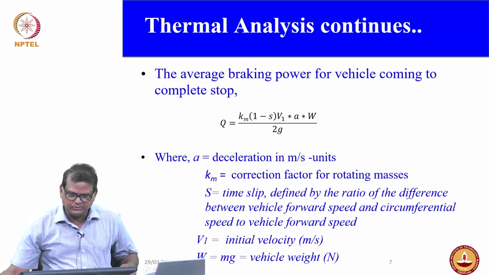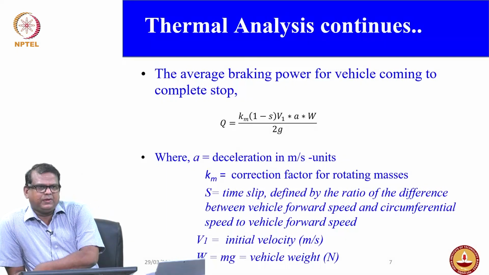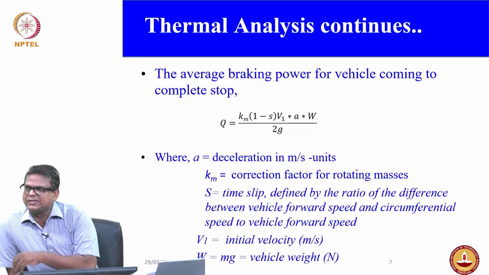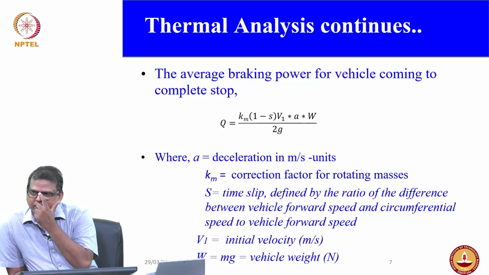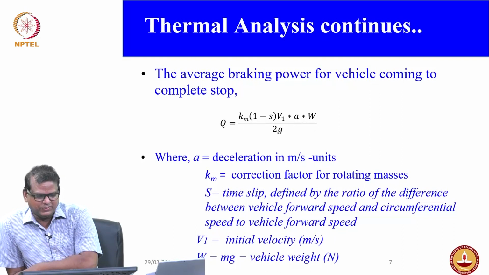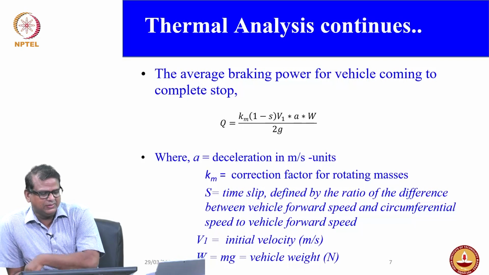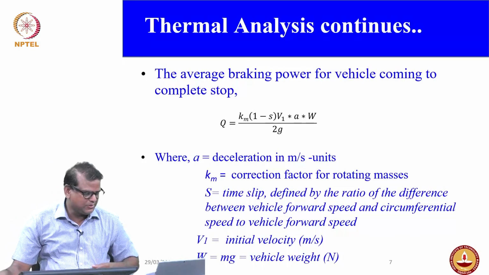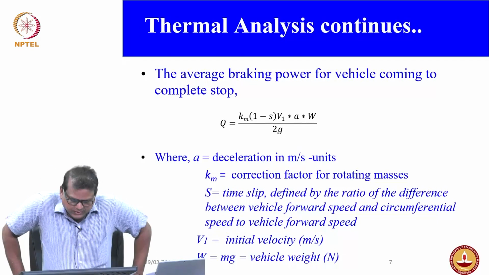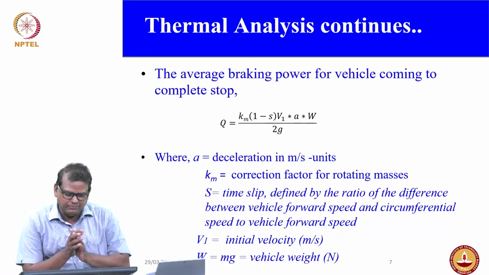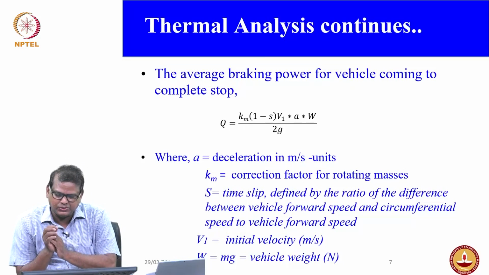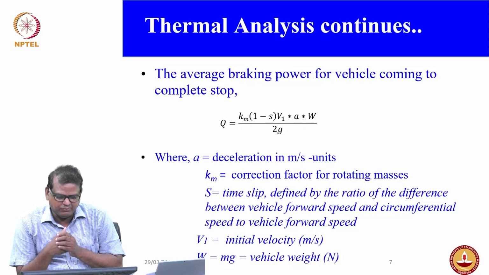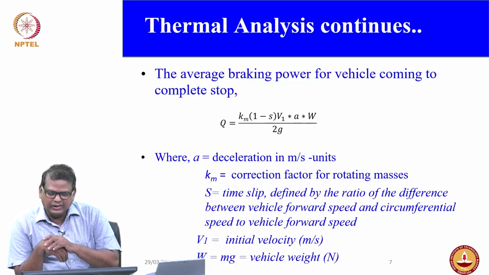Now there is one more thing I want to introduce. So far we have never taken care of the slip, assuming that the slip is 0. But actually you will experience slip. Let me ask a question: what do you mean by slip? The definition given is that slip is defined by the ratio of the difference between vehicle forward speed and circumferential speed to the vehicle forward speed.